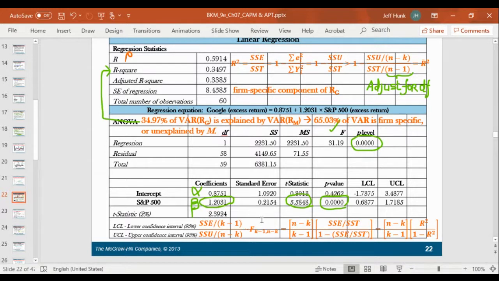Because if this t statistic is less than two or less than one, that means this is something that can easily happen, right?